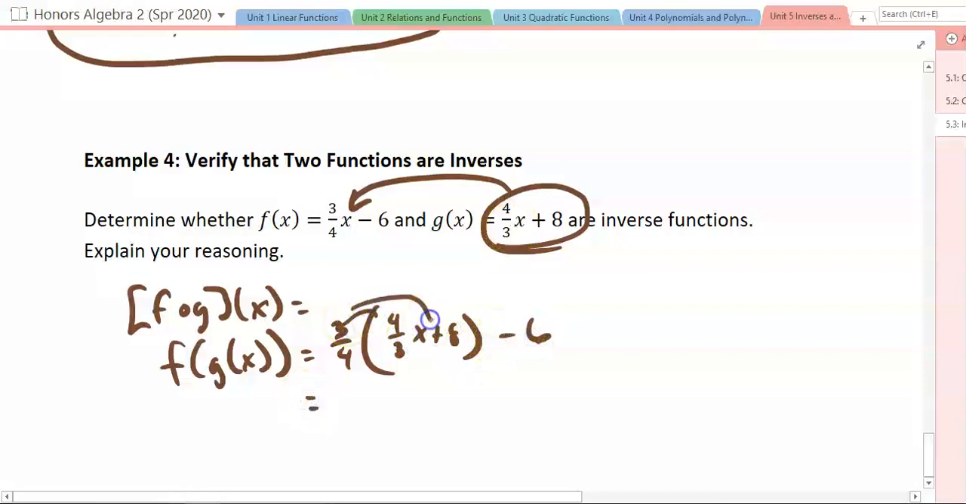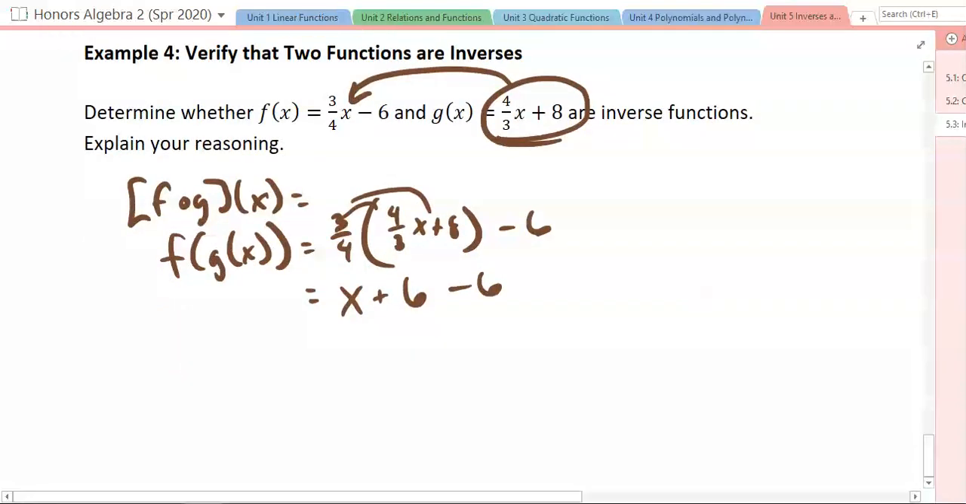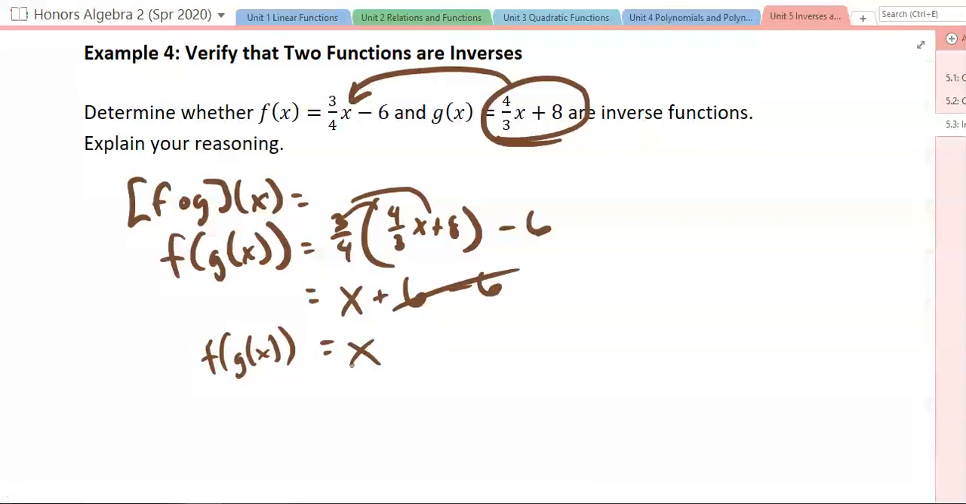And so distributing the 3/4, this becomes 12 over 12, which is just 1, so I get the x. And 3/4 of 8 is 6. And the minus 6 is still sitting out back. And so when we look at f of g of x, this cancels and we're left with x. Now, had this f of g of x not come out to x, I don't even try g of f, because it doesn't matter. They both have to come out to the identity of x.